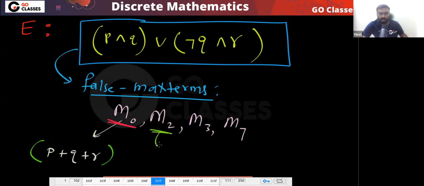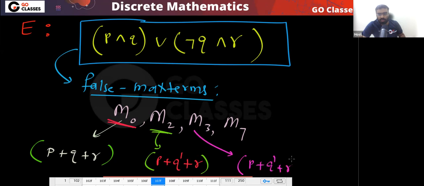Similarly, what will this be? 010. So this will be P or Q bar or R. Now what will this be? This will be 011. So it will be like this. And what will this be? This will be P bar or Q bar or R bar.